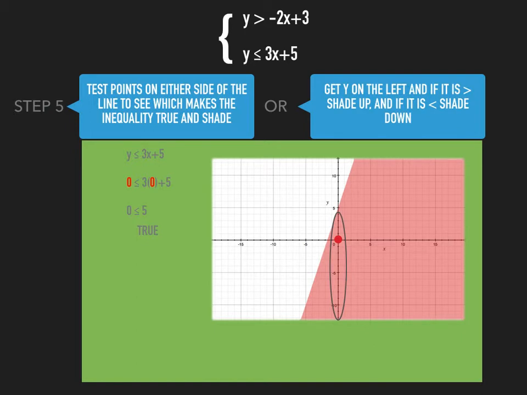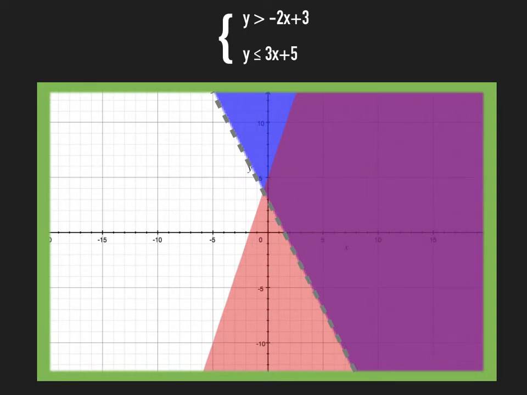Then once we've graphed both of our equations, we can put them on the same graph, and note in the online learning center that it'll automatically put it on the same graph. I just separated them to make it easier for you to visualize. But when you put them together, you'll get this purple region. So all possible solutions for the system of inequalities are found in that purple region.